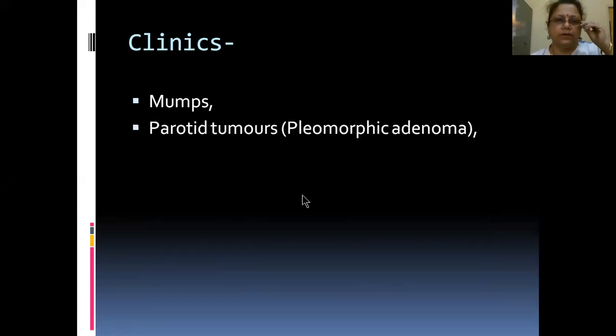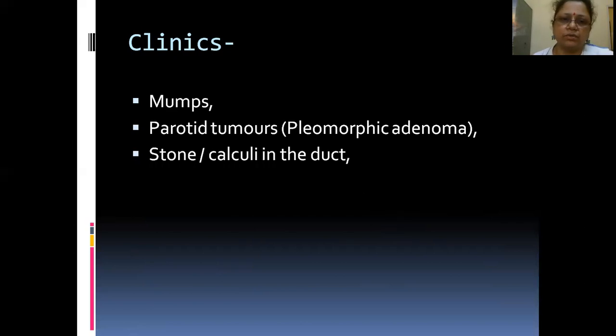Okay. Next, come to parotid tumors. This is a pleomorphic adenoma. This is benign, that means not cancerous. Okay. So any tumor that develops in a gland is called adenoma. Please remember that. Oma means tumor. Adenoma means parenchymal enlargement, tumors happening in the parenchyma. That is called adenoma. Okay.